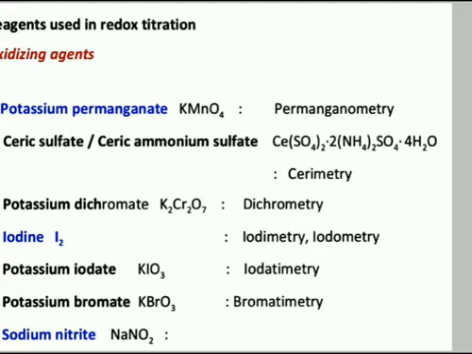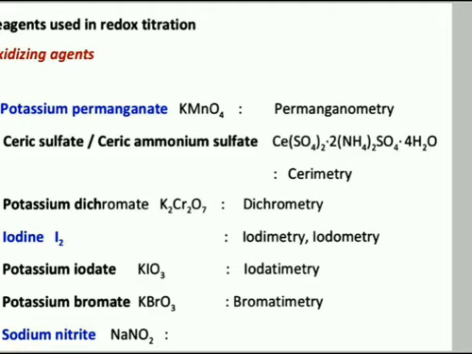And if you are using ceric sulfate or ceric ammonium sulfate, those titrations are called cerimetry. If you use potassium dichromate as the oxidizing agent, then the redox titration is called dichrometry. And if you use iodine in a redox titration, then these types of titrations are called iodometry or iodimetry. If you use potassium iodate as an oxidizing agent, that is called iodatimetry.